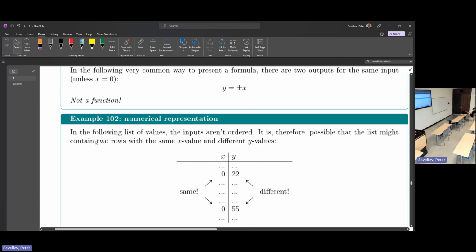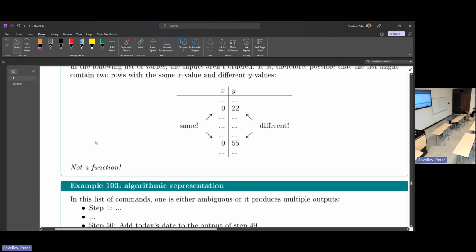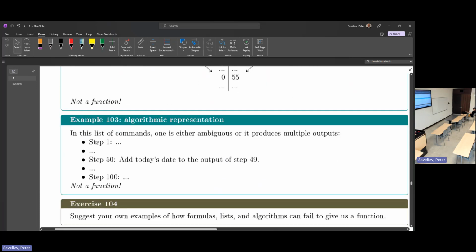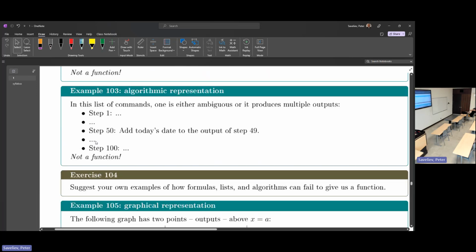In numerical representation, as you can see, same story, but it might be hidden in the data. So the same input produces two different outputs. You have to actually search and make sure that it does not repeat itself. So in an algorithm, if there is an ambiguous step in the middle of your long algorithm, that's not a function anymore. So if you plug in the date, it means that tomorrow the output will be different from today.